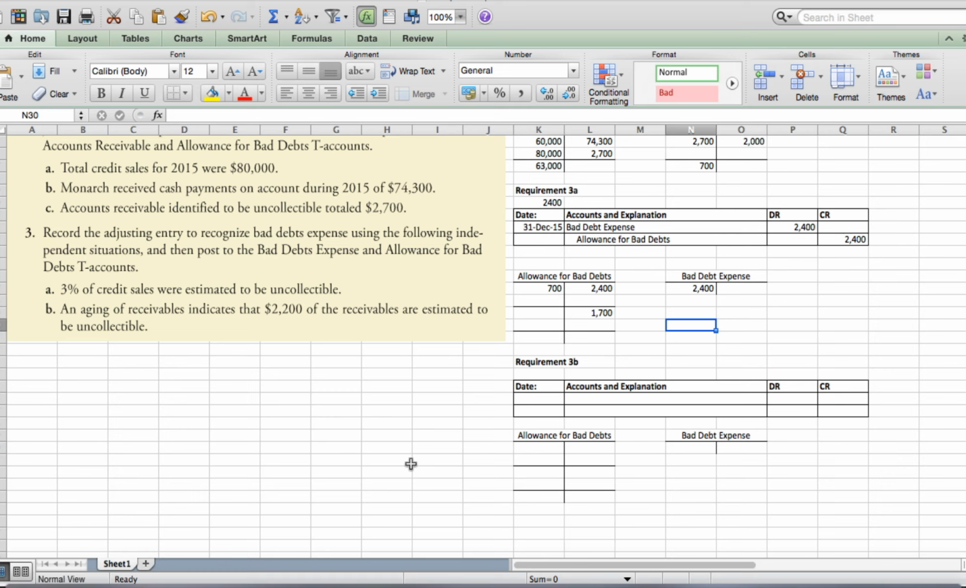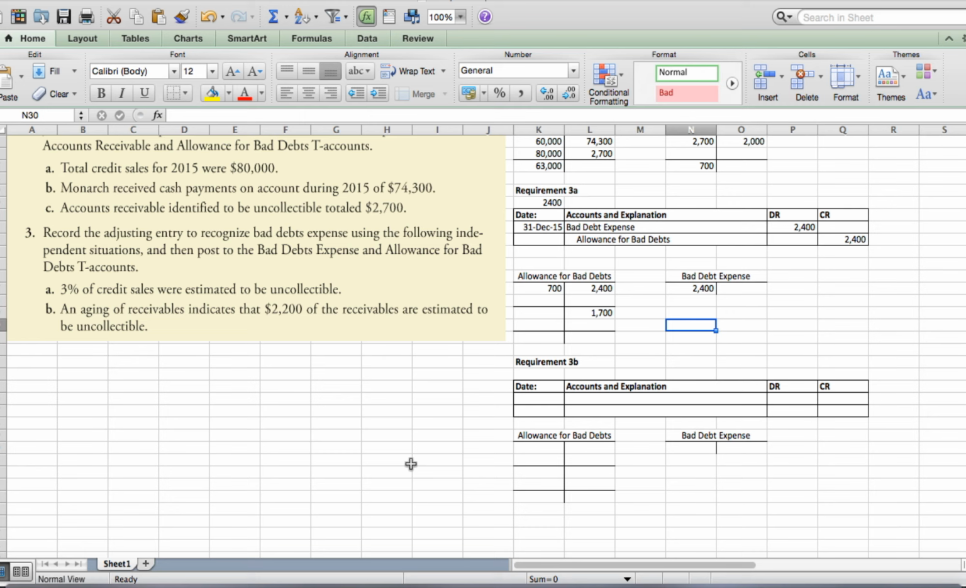Because what that target amount tells us is that when we're done with the journal entry and the T-chart, the balance should be $2,200. Okay? That's what that target amount tells us. For the aging of receivables method and also for the percentage of receivables method, they both only give you a target amount. Then you have to look at what the balance already is in that account and determine what you need to do to arrive at the target amount.